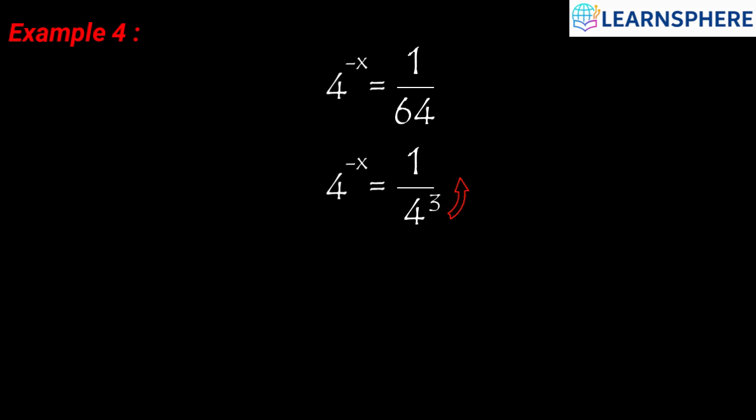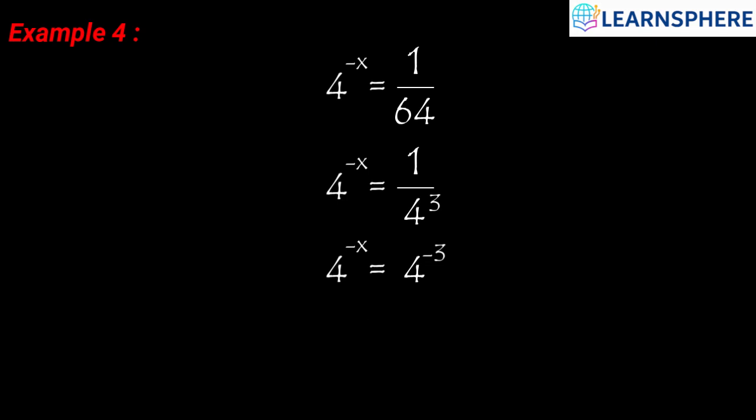Next, 4 to the power of 3 has to be brought up to the numerator, which will give us 4 to the power of negative 3. And on the left-hand side, we have 4 to the power of negative x. As now we have the same base of 4 on the left and on the right-hand side, we can simply equate the powers together, which are negative x equals negative 3. And this can be further simplified to be x equals 3 as our answer.